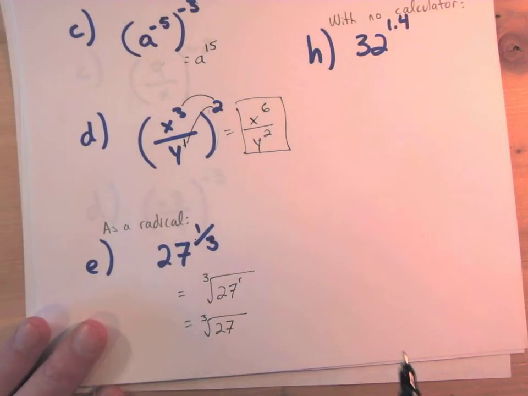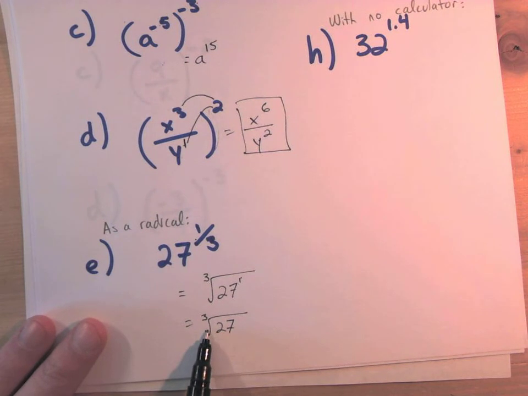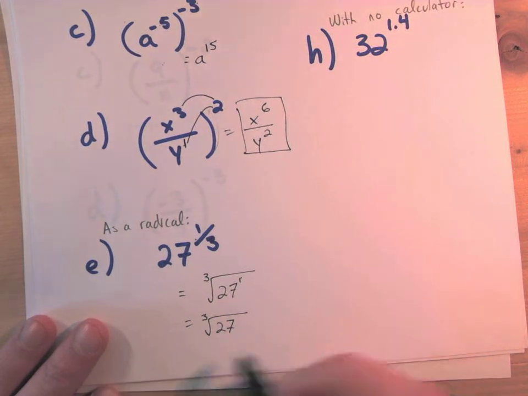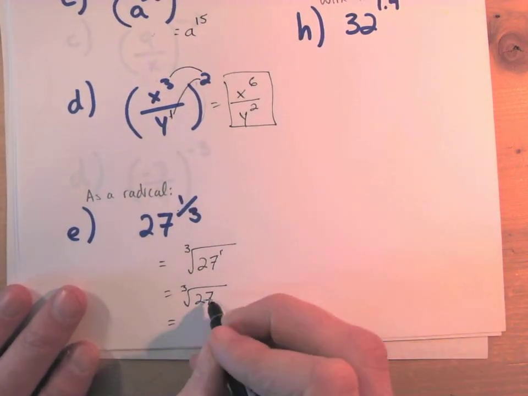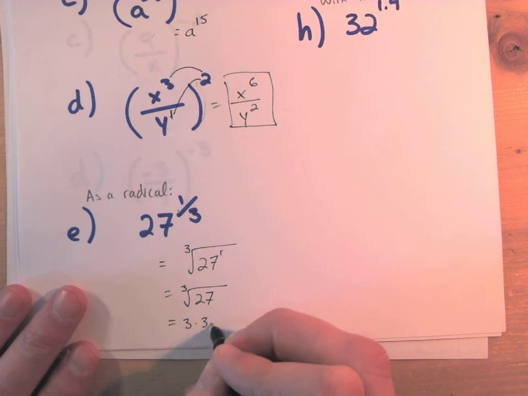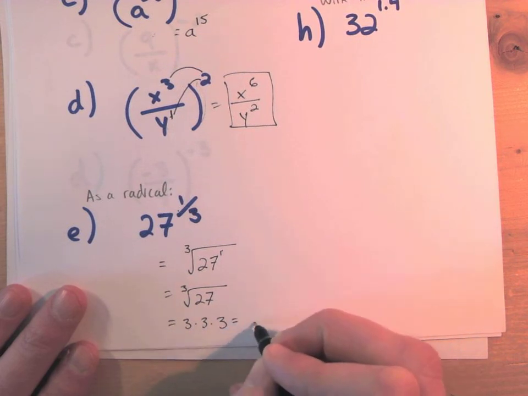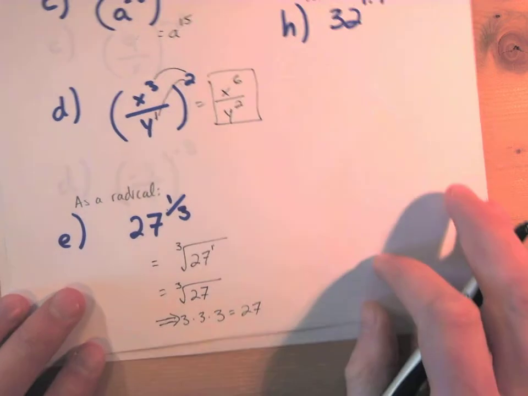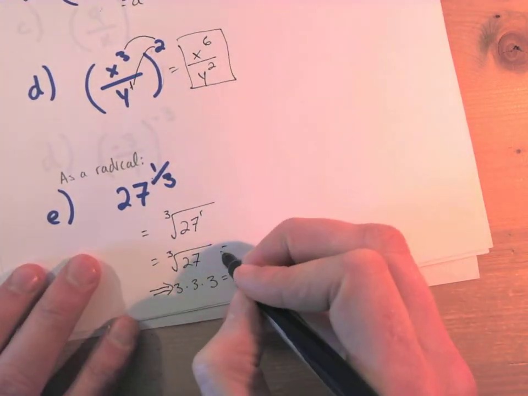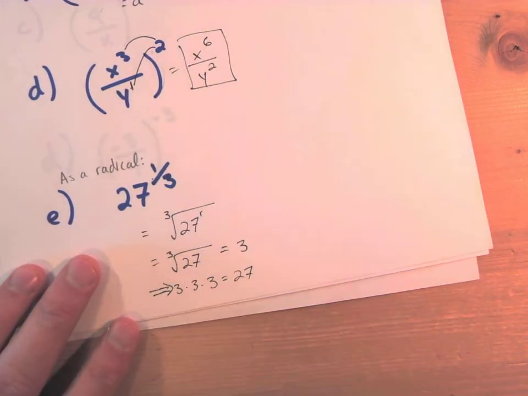And what does that mean? It means what number times itself equals 27. Or what number times itself 3 times will give you 27. So we know that 3 times 3 times 3 equals 27. So we know the cube root of 27 is just 3.